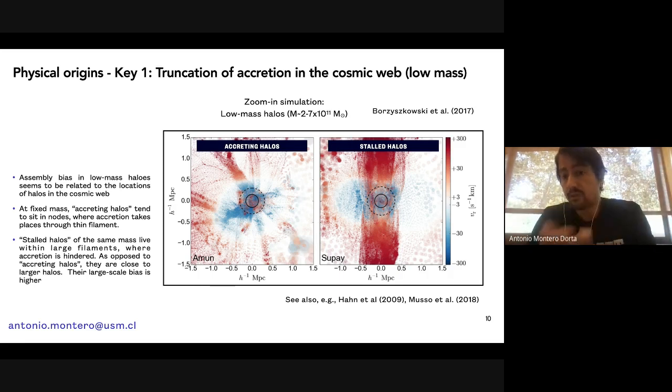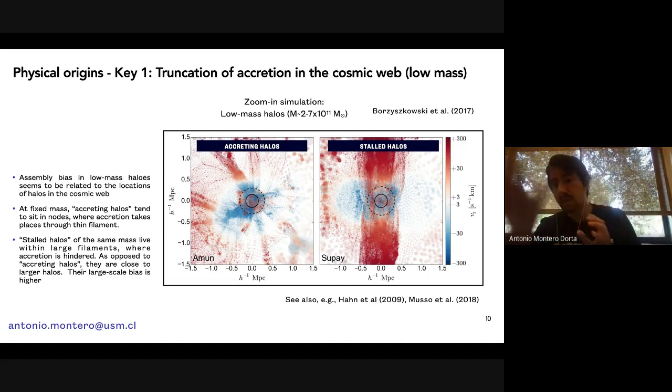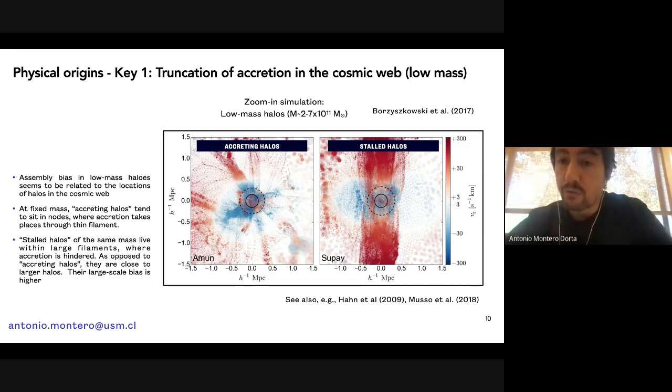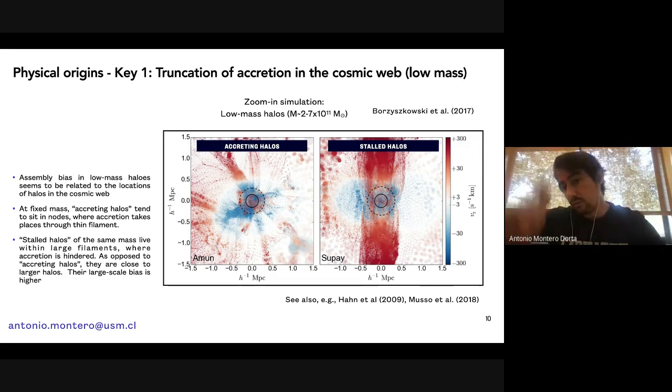So these stalled halos are halos that are embedded in larger filaments, and have stopped accreting or have seen their accretion rate hindered earlier on because they are in filaments, where you have a privileged direction for the flows of matter, basically.